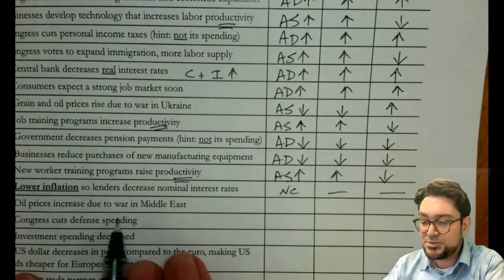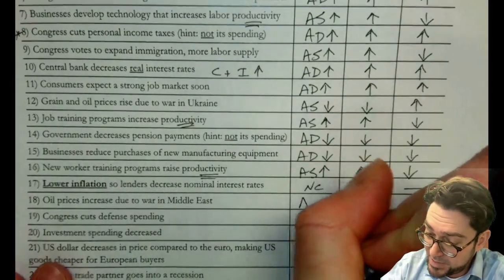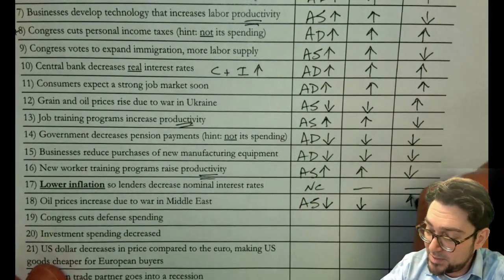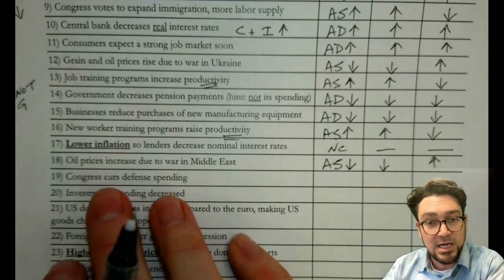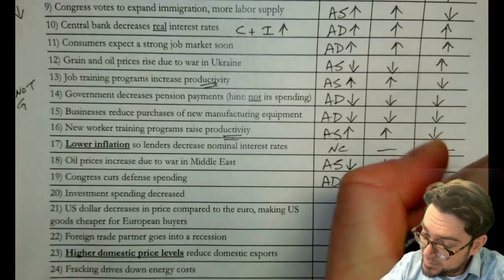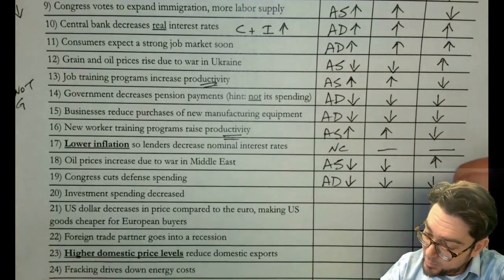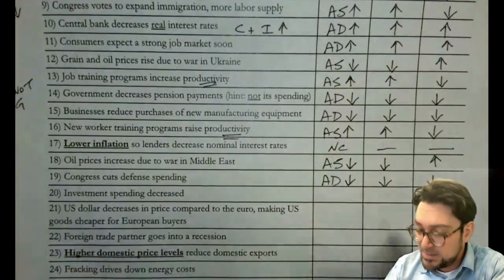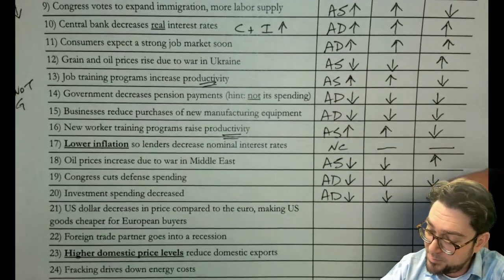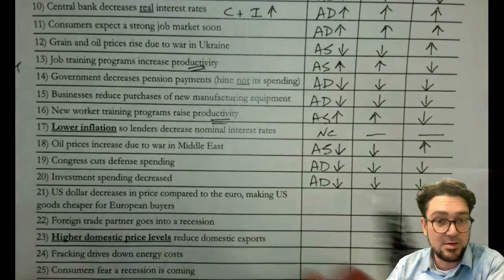Oil prices increase due to the war in the Middle East. So the higher resource costs here are going to affect aggregate supply, and that's going to drag down aggregate supply, reducing output and pushing up prices. Congress cuts defense spending. This one is G, and it's going to be a lower aggregate demand, lower output, and lower prices. So that one's a direct effect. Likewise, investment spending decreases is going to cause aggregate demand, output, and price levels to fall. It's just a direct component.